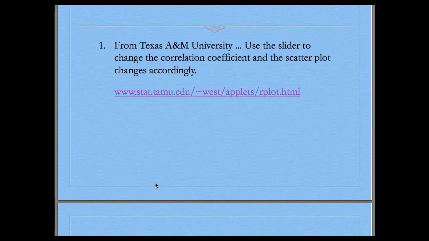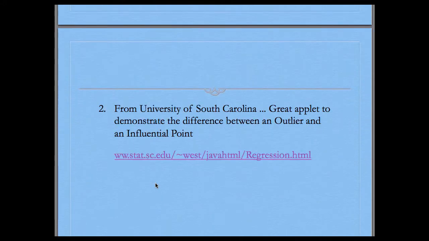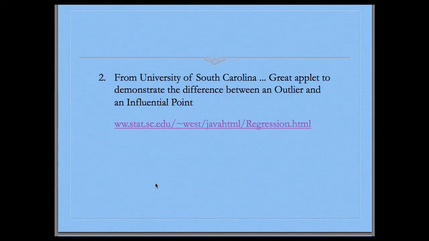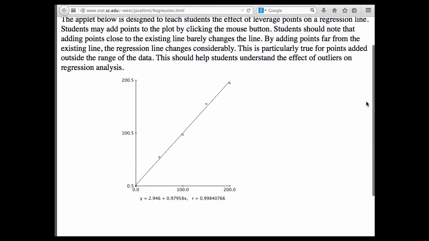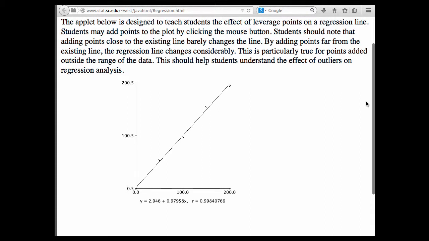The second one we're going to look at is from the University of South Carolina. We've talked a little bit about outliers and influential points. Now we're going to talk about them a little bit more. So you might want to take note of the URL. You can read the description up there. I'm going to slide down so you can see the bottom a little bit. There you go. You'll notice that it's preset for you.